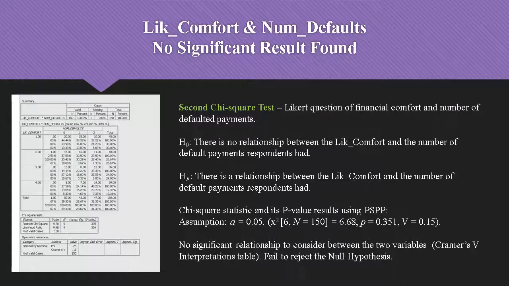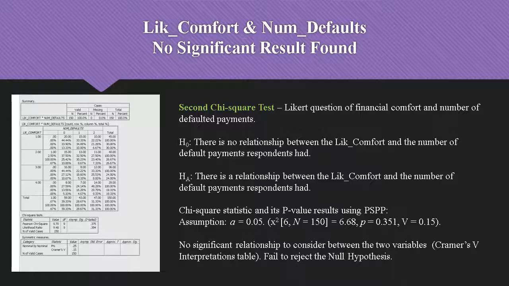A second chi-square test is the Likert survey questions of the respondents on their financial comfort and the number of defaulted payments. Well, the null is that there's no relationship between those 2 variables, and the alternative hypothesis is that there is a relationship between the 2 variables. Again, the assumption of alpha is 0.05.